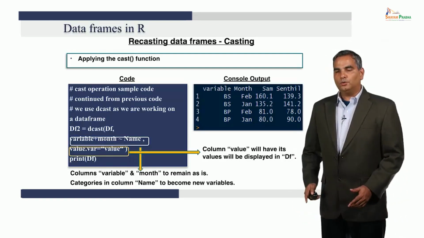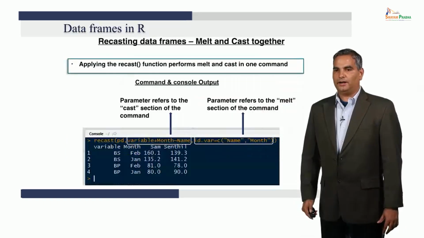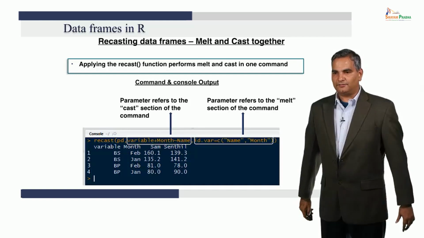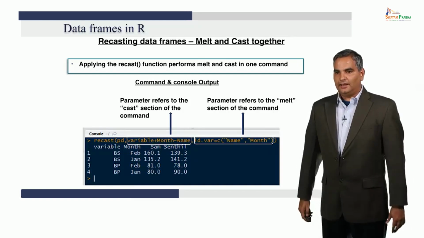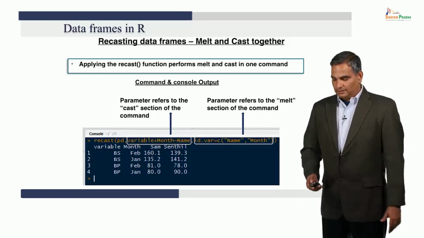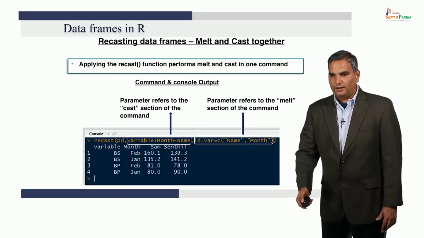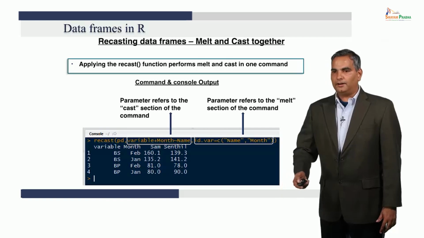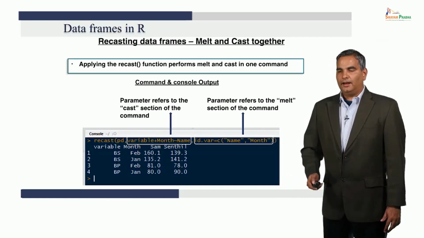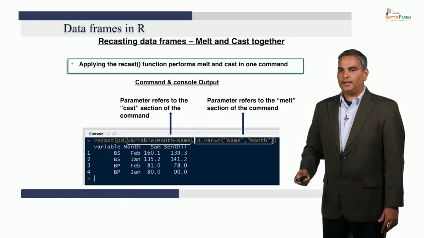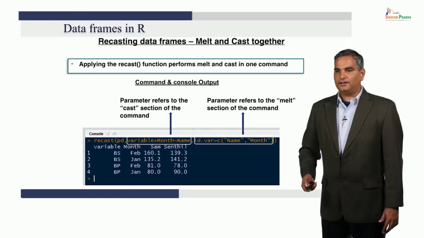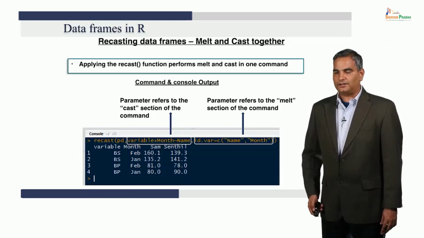You could also do both of this in one command, which is called recast, which is a combination of melt and cast. And this command combines both. The syntax is straightforward. You have a data frame, and there has to be a melt portion of the command and a cast portion of the command. And remember, in the melt portion, we had to identify the identification variables, and that's what we give here in terms of id.variable: name and month.